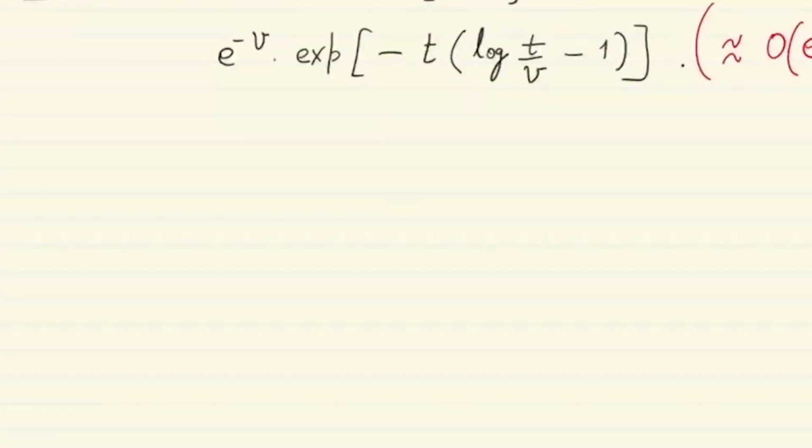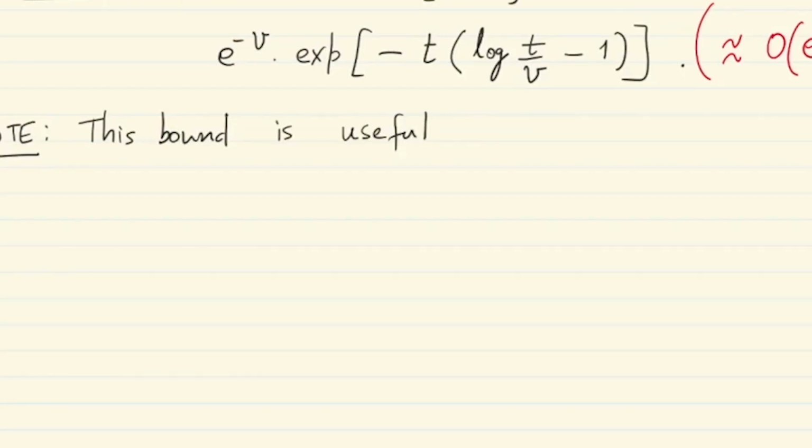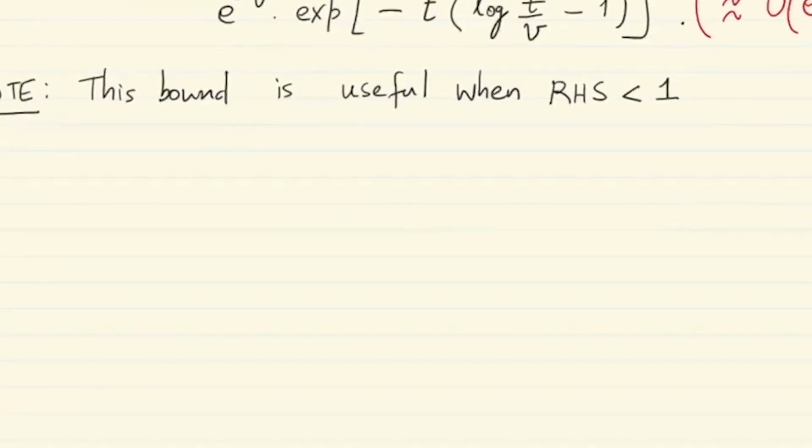A note here is that this bound is practically useful naturally only when the right hand side, which is supposed to be a probability, is at most 1. So when the right hand side is strictly less than 1 is when it becomes useful. If the right hand side is larger than 1, anyway we know that the probability has to be bounded by 1. So let's evaluate for what values of t this right hand side starts becoming less than 1.